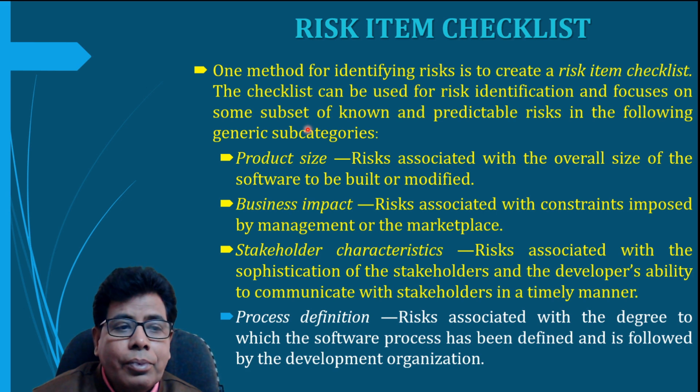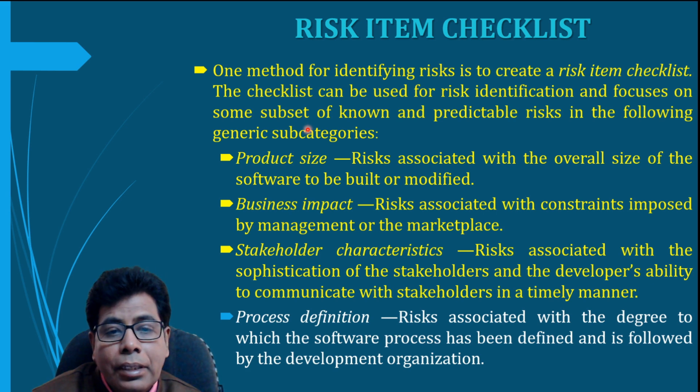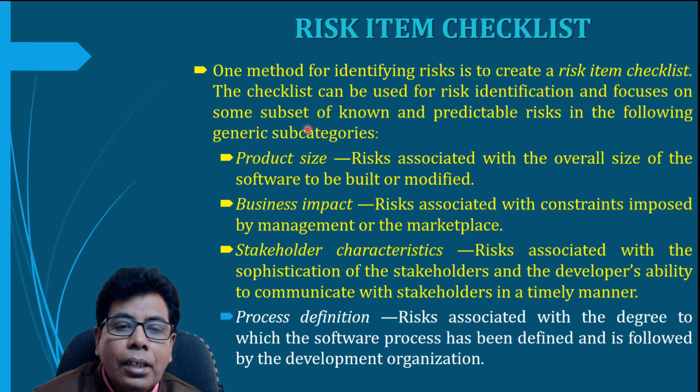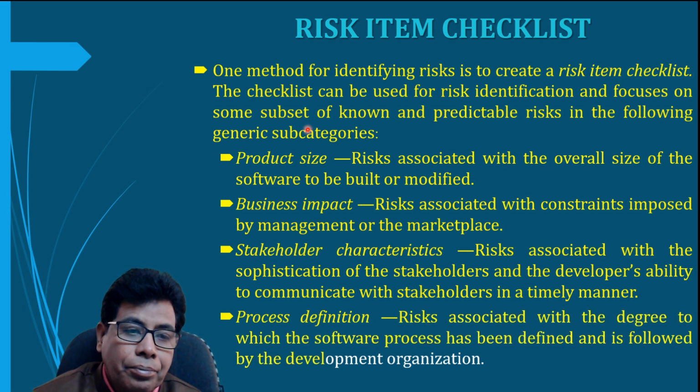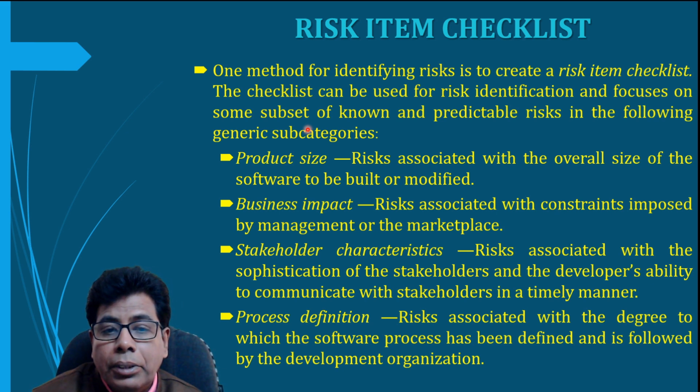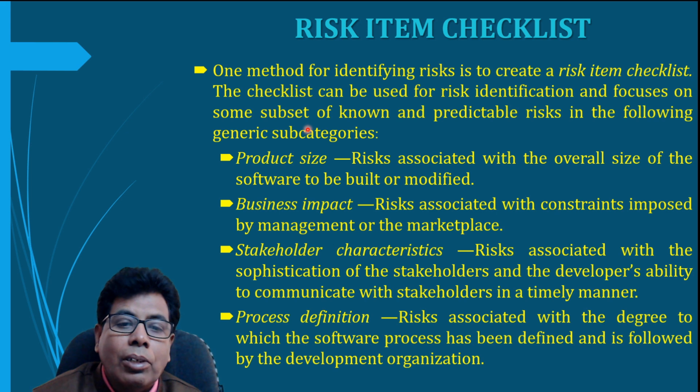The next is stakeholder characteristics. These risks are related to the sophistication of stakeholders and the developers' ability to communicate with stakeholders in a timely manner. So if the stakeholders and developers are communicating properly and within time, then the risk will be reduced. Then the next is process definition: risk associated with the degree to which the software process has been defined and followed by the development organization.